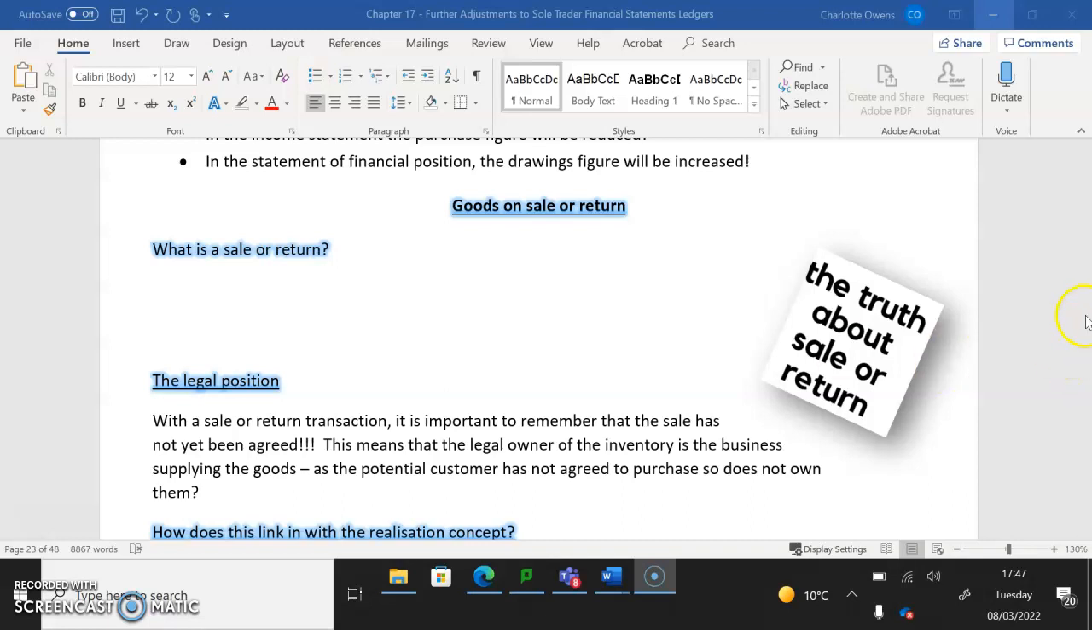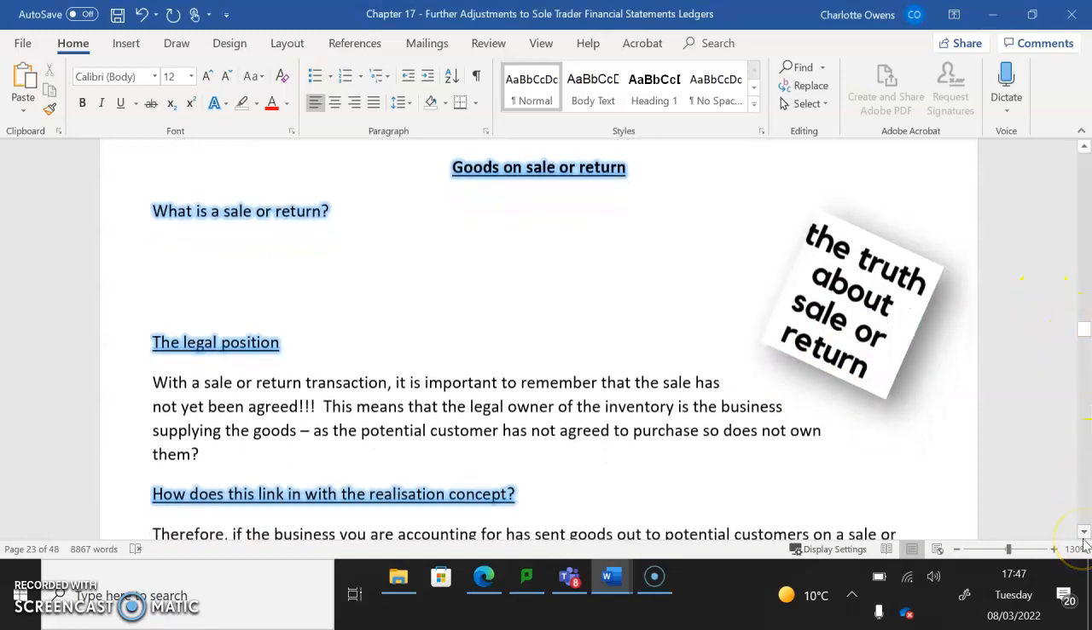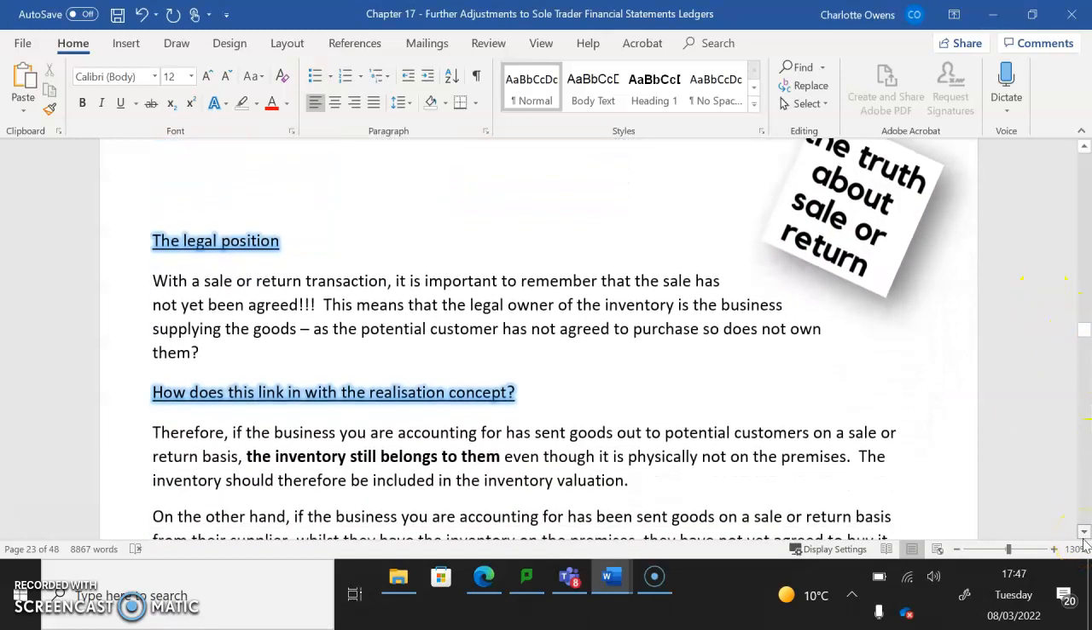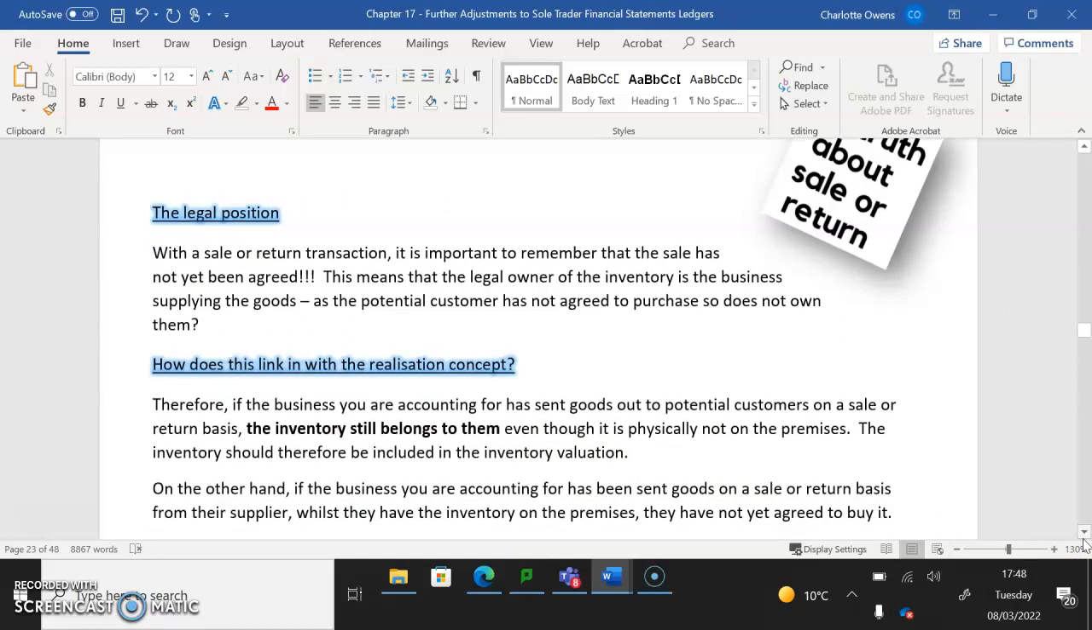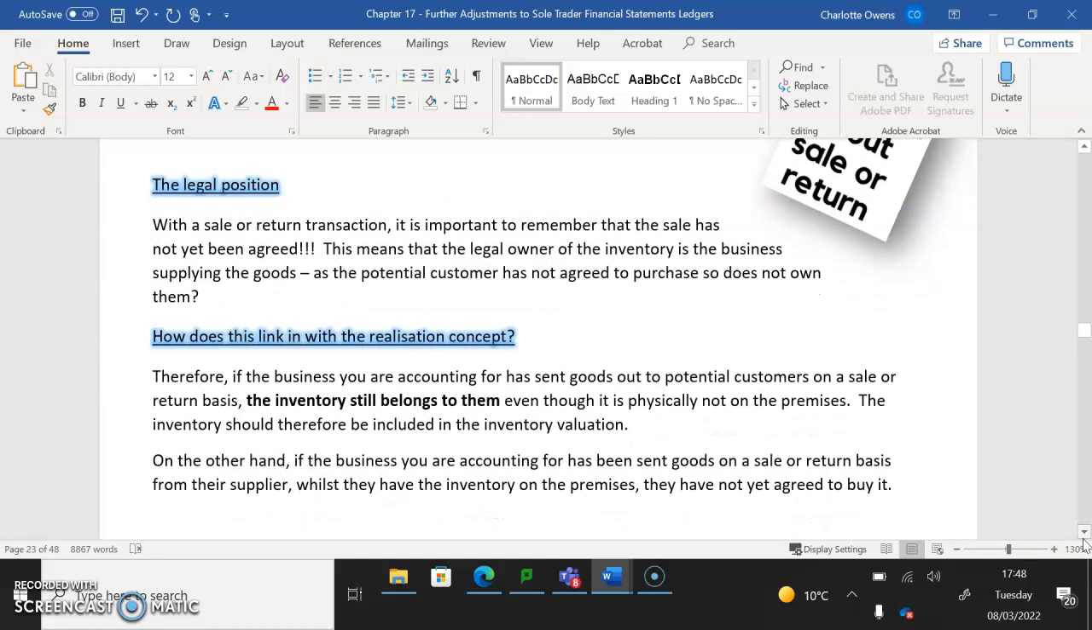Okay, so just to summarise, the legal position with a sale or return transaction is that it's important to remember that the sale has not yet been agreed. This means that the legal owner of the inventory is the business supplying the goods, as the potential customer has not yet agreed to purchase, so does not own them. Therefore, they should not be included in their inventory stock take.